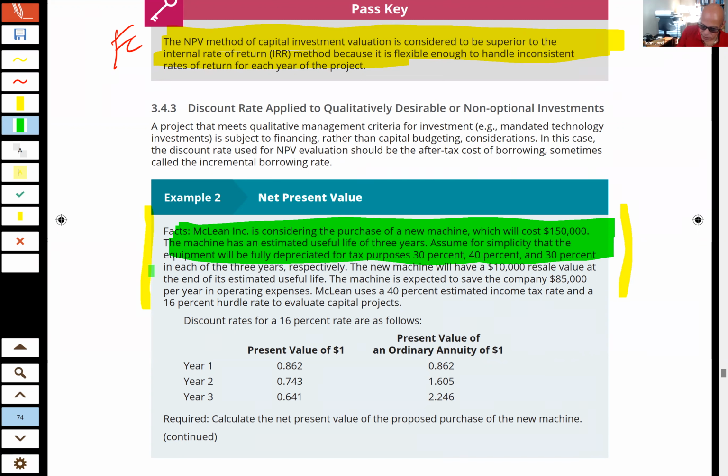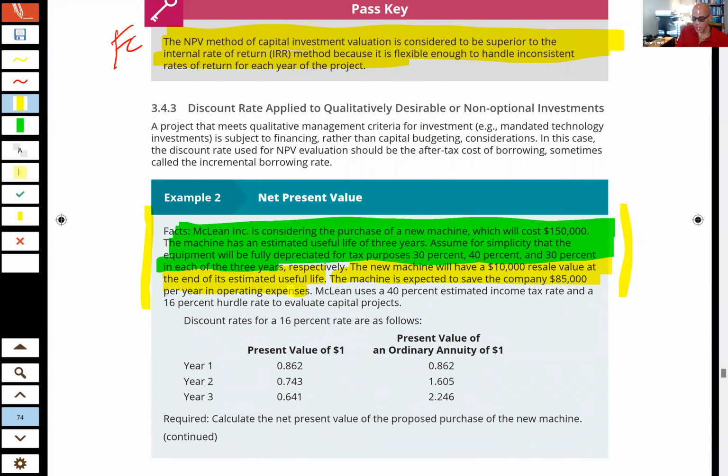And the machine is expected to save the company $85,000 per year in operating expenses. So it's not necessarily generating revenue, it's reducing our operating expenses, and so that's considered a cash inflow, because it's saving us money. But again, we're going to have to adjust that for the tax, and they tell us here that the tax rate is going to be 40%.